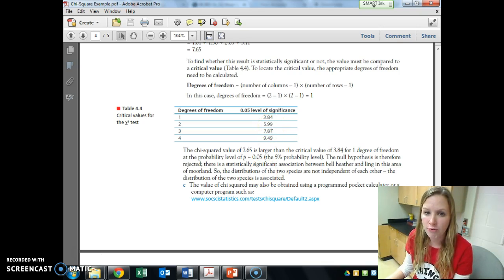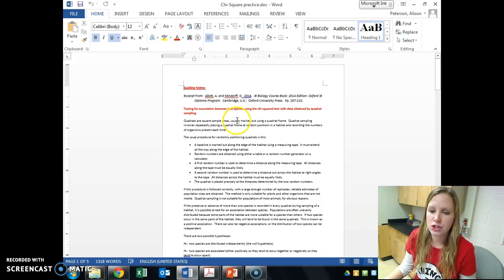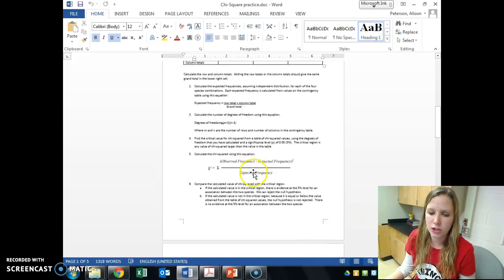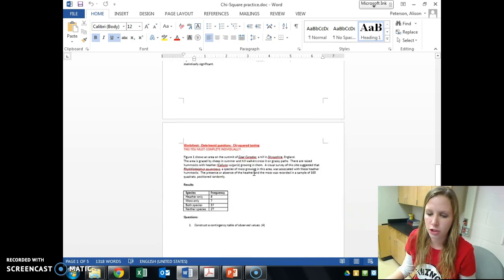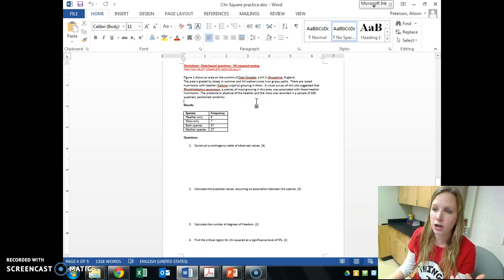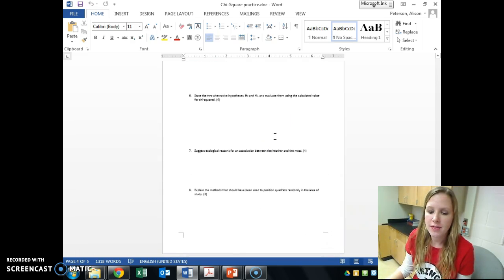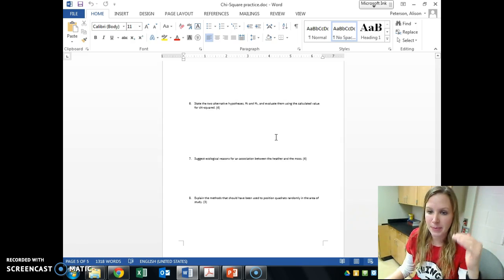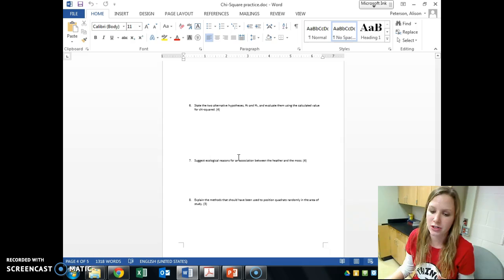This is a really helpful example, and I really strongly suggest that you read through this first, because your homework is to, here's some guiding notes at the beginning of the homework, which kind of help you with what the worksheet says, what the textbook says, but at the bottom page it says worksheet, data-based questions, chi-square testing. You must complete this individually. I don't care if you work with a group, but you need to submit your own. So there's essentially 8 questions that the textbook walks you through step by step how to answer. So it really shouldn't be very complicated by any means.